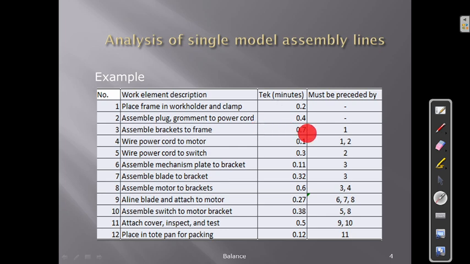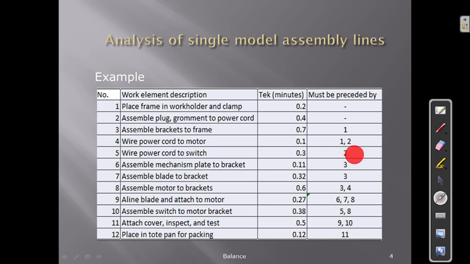This takes 0.7 minutes. It is preceded by 1, which means this activity will start only after work element 1 is finished. Likewise, wire power cord to motor is preceded by 1 comma 2, which means it should start only after 1 and 2 are finished. Likewise, they give the predecessors.